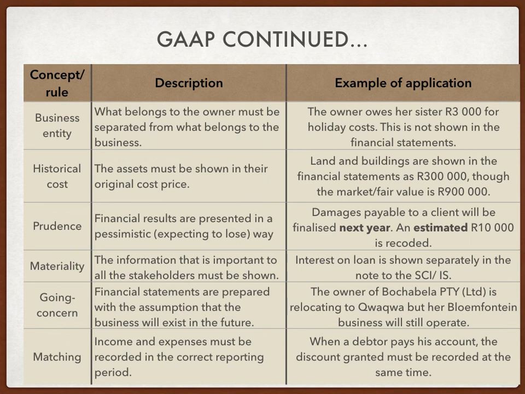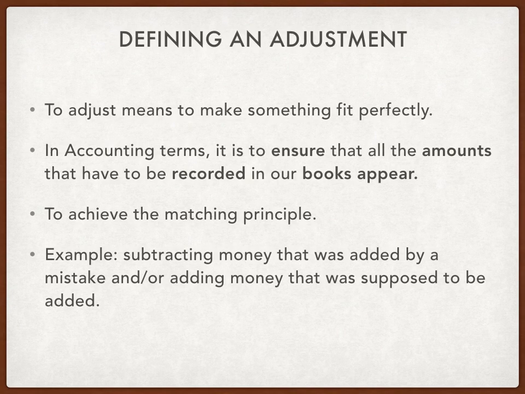The last one is matching principle. According to this, income and expense items must be recorded in the correct reporting period. For example, when a debtor pays his account, the discount given must be recorded at the same time. Let's move to the next slide.